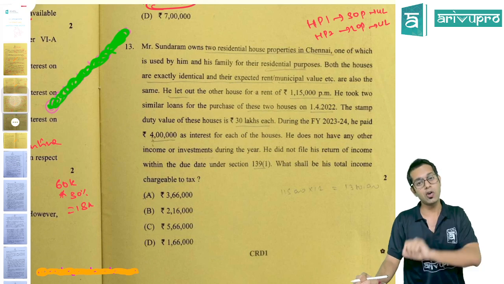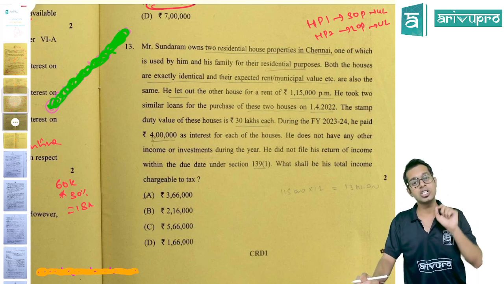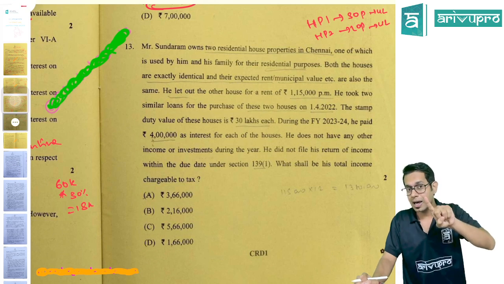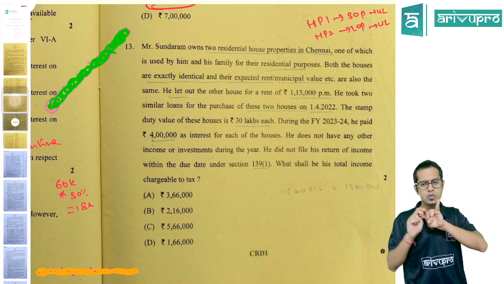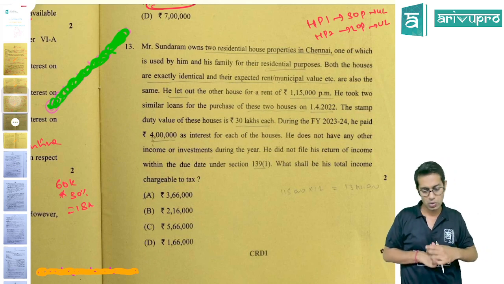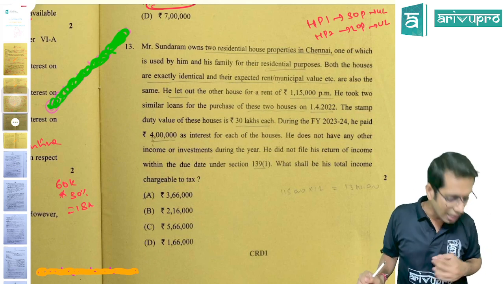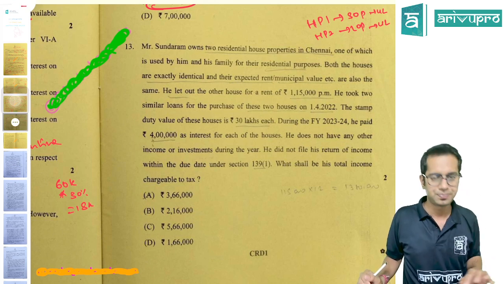If you want to set off or carry forward your losses, you will have to file your income tax return within the due date. But this provision is not applicable for unabsorbed depreciation and house property income. Correct? Not correct? So in case of house property income and in case of unabsorbed depreciation, there is no requirement to file the return within the due date. Even if I file after the due date, you can carry forward your losses.